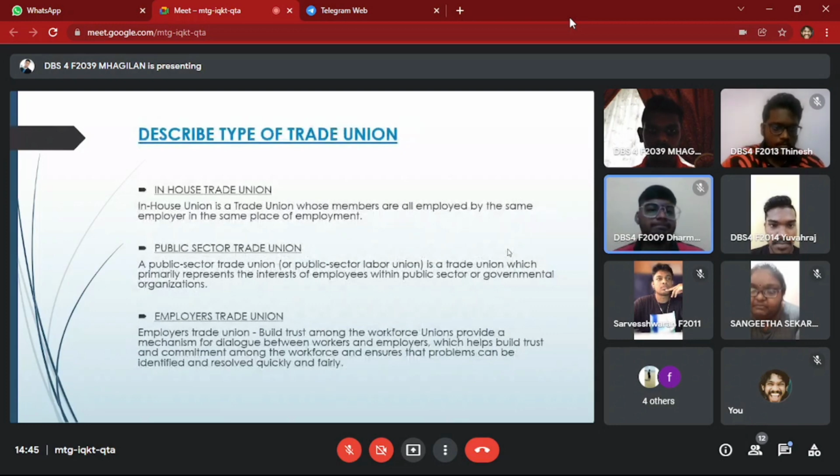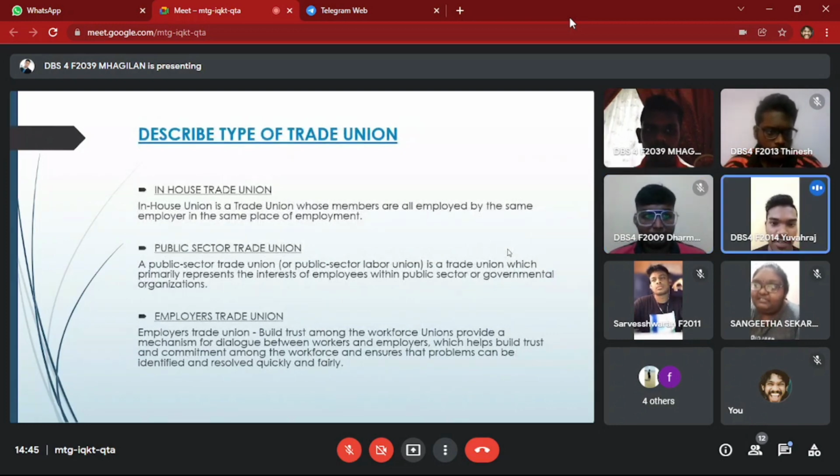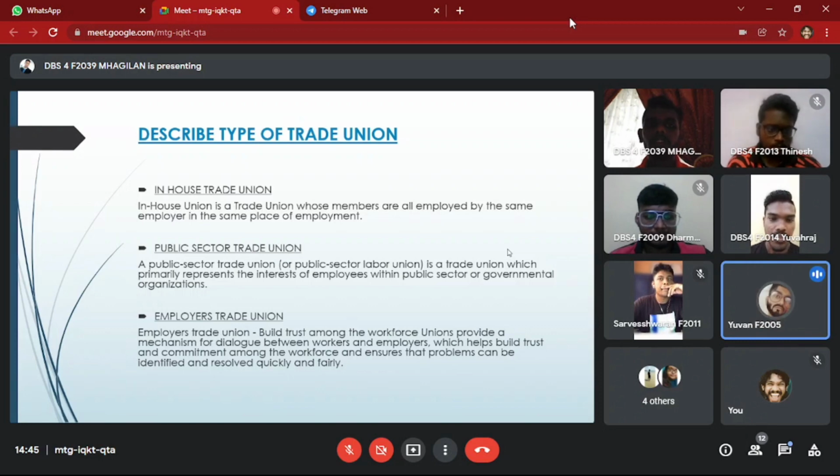Thank you. Okay, the next one is to describe types of trade unions. There are three types of trade union. The first one is the in-house trade union. An in-house trade union is a trade union whose members are all employed by the same employer in the same place of employment. Next, the public sector trade union. A public sector trade union, or public sector labor union, is a trade union which primarily represents the interests of employees within the public sector or government organization.